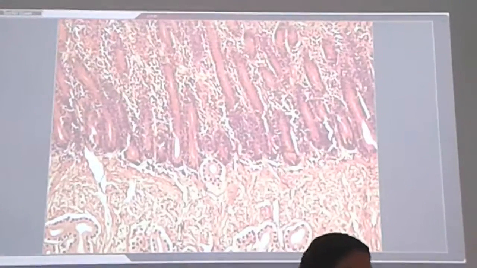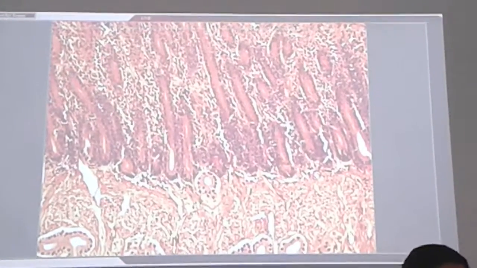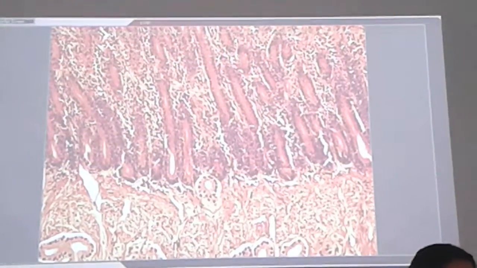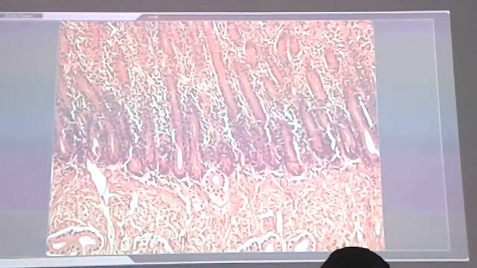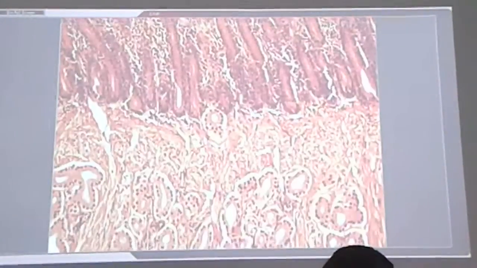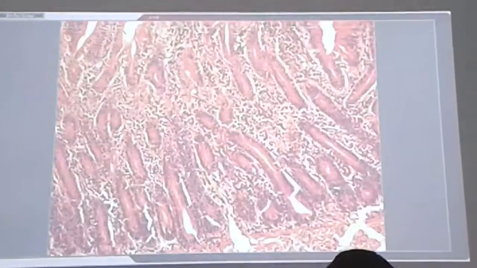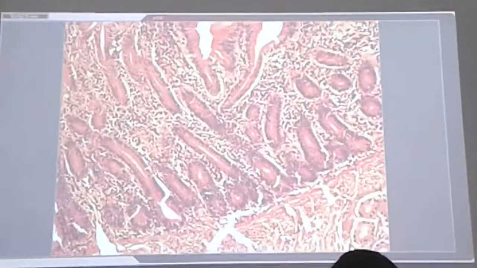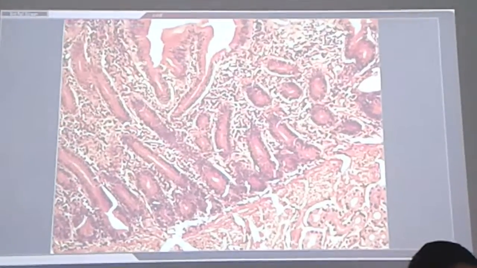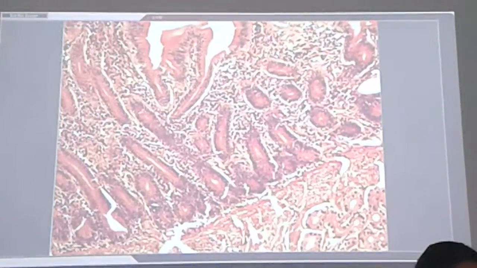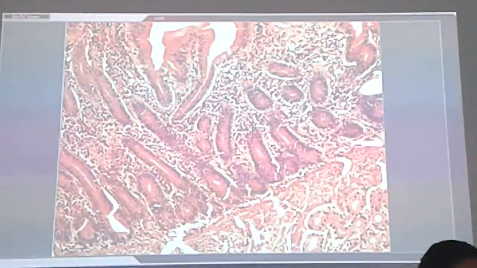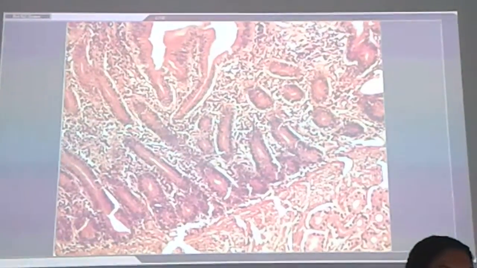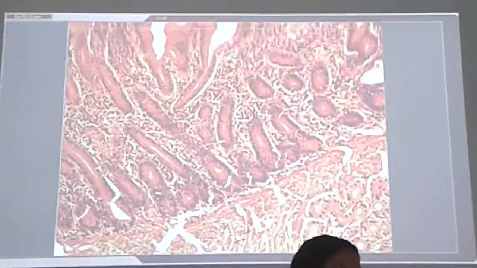So when we finish the mucosa, in a thin layer, just here, you can see the muscularis mucosa. I'll try to find a better place to show you the muscularis mucosa. Okay, this very thin muscle layer is the muscularis mucosa. Beneath the muscularis mucosa, we have the submucosa.